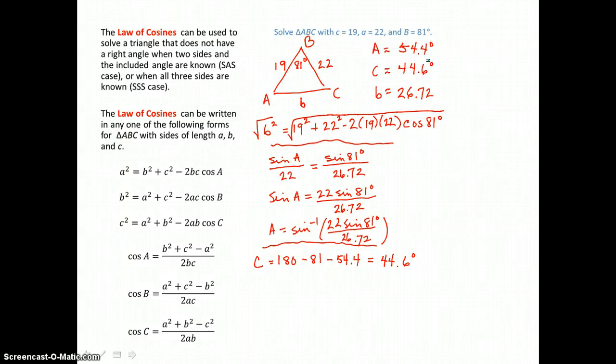Okay, and now a quick check of proportion. Again, remember the smallest angle, which is angle C, is opposite the shortest side, and 19 is the shortest side. And the largest angle, which is angle B, is opposite the longest side, and 26.72 is the longest side. So everything's in proportion. This triangle is solved.